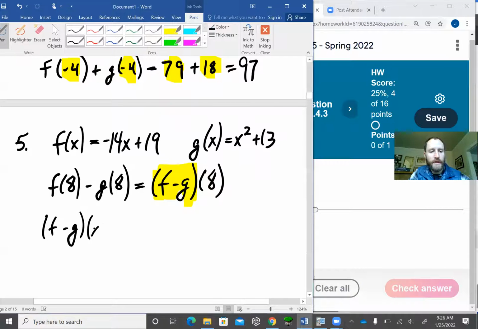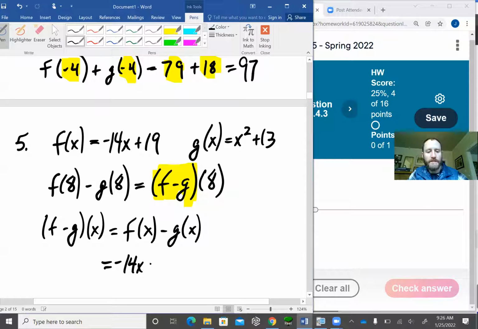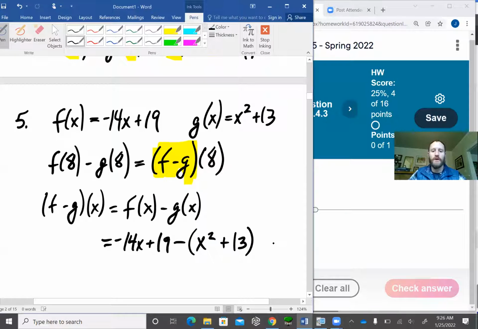F minus g of x, which involves subtracting the formulas, f of x minus g of x. So here, I'm going to plug in f of x. Now, I mentioned this in the notes video. A lot of people miss this because they don't put parentheses around the formula for g of x, right? If I'm subtracting off g of x, I need to make sure I change the sign on every term of g of x. Right, this parentheses means the minus goes to the x squared and to the 13.